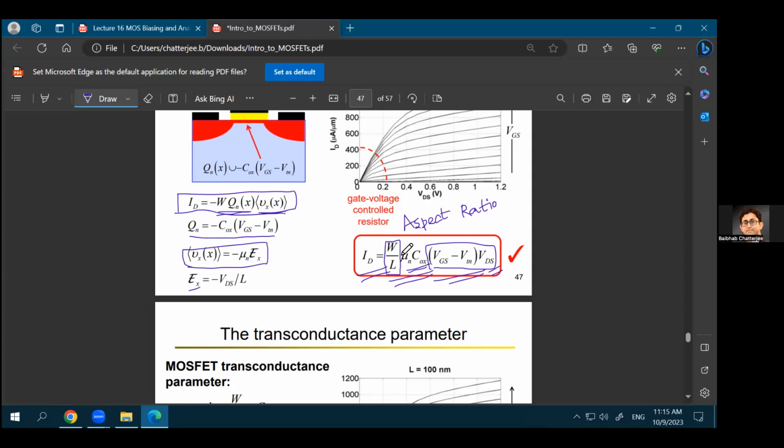As you are designing multiple devices in the same process, your mu n and Cox will probably not change much, but your W over Ls can be very different. Some MOSFETs can have a W over L of 100, some of them can have a W over L of 10, some of them can have a W over L of 1000, for example. So W over L is a property of the device. W over L times mu n Cox is called the device transconductance. Mu n Cox is called the process transconductance.